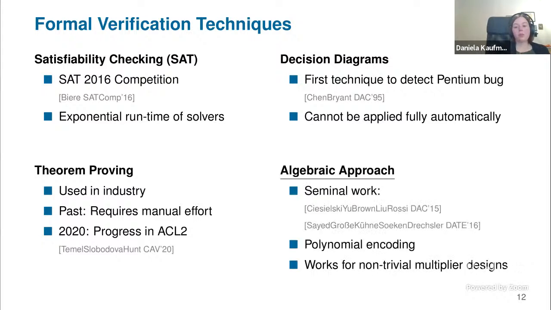The currently most successful verification approach for gate level multipliers is actually based on computer algebra. And it started with these two papers, which came out in 2015 and 2016. In the algebraic approach, we use a polynomial encoding to model the circuit. And this approach now also works fully automatically for non-trivial multiplier designs.